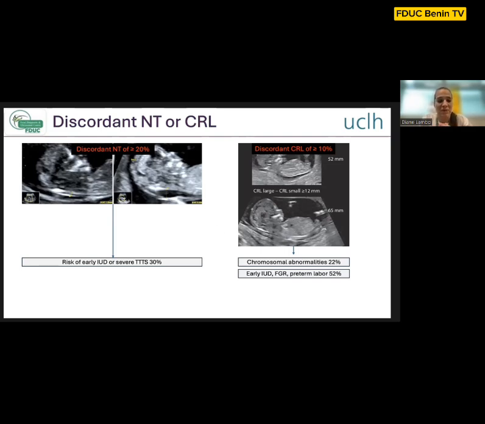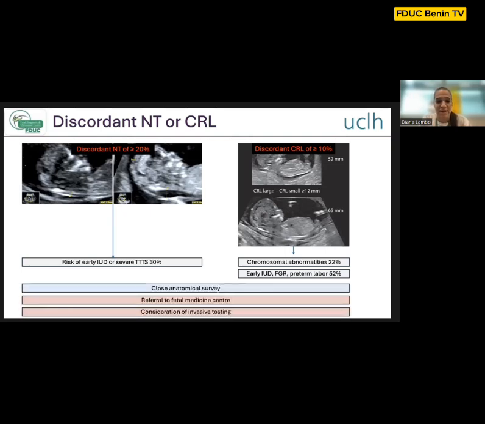So really, the bottom line is that when you see this in early pregnancy, a discordant NT of 20% or more or a discordant CRL of 10% or more, then these are high-risk pregnancies for complications, including fetal demise, including TTTS, but also you need to do a very close anatomical survey, either in early pregnancy or later, if that's your comfort zone, in order to determine if there are structural abnormalities elsewhere to indicate a possible chromosomal condition. And obviously, where available, where applicable, offer the option of invasive testing. And that's what's emphasized here.